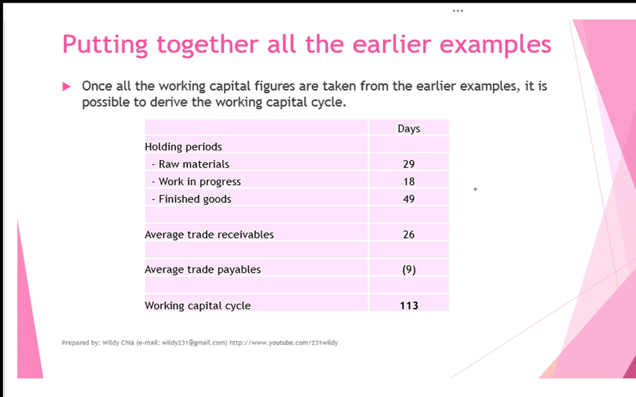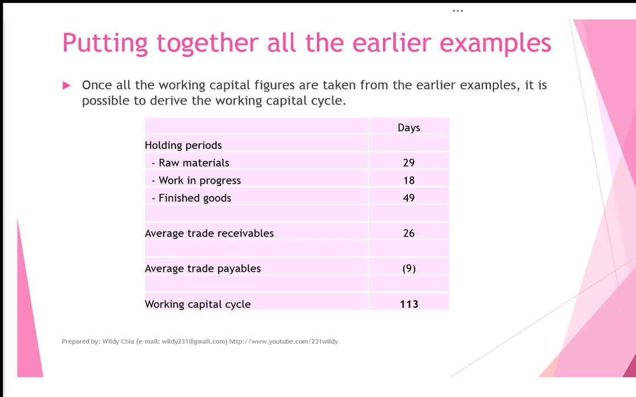So if you were to take all of these numbers, whatever numbers that you have gotten, and you try to input them all together, taking all the asset holding periods, adding the collection period, minus the payable period, that gives you the working capital cycle. So this is how you can string all these figures together to help you determine the working capital cycle. Quite useful, right? You might have gotten some other number, doesn't matter, but so long as you input the number into this calculation, you would also be able to derive the working capital cycle.